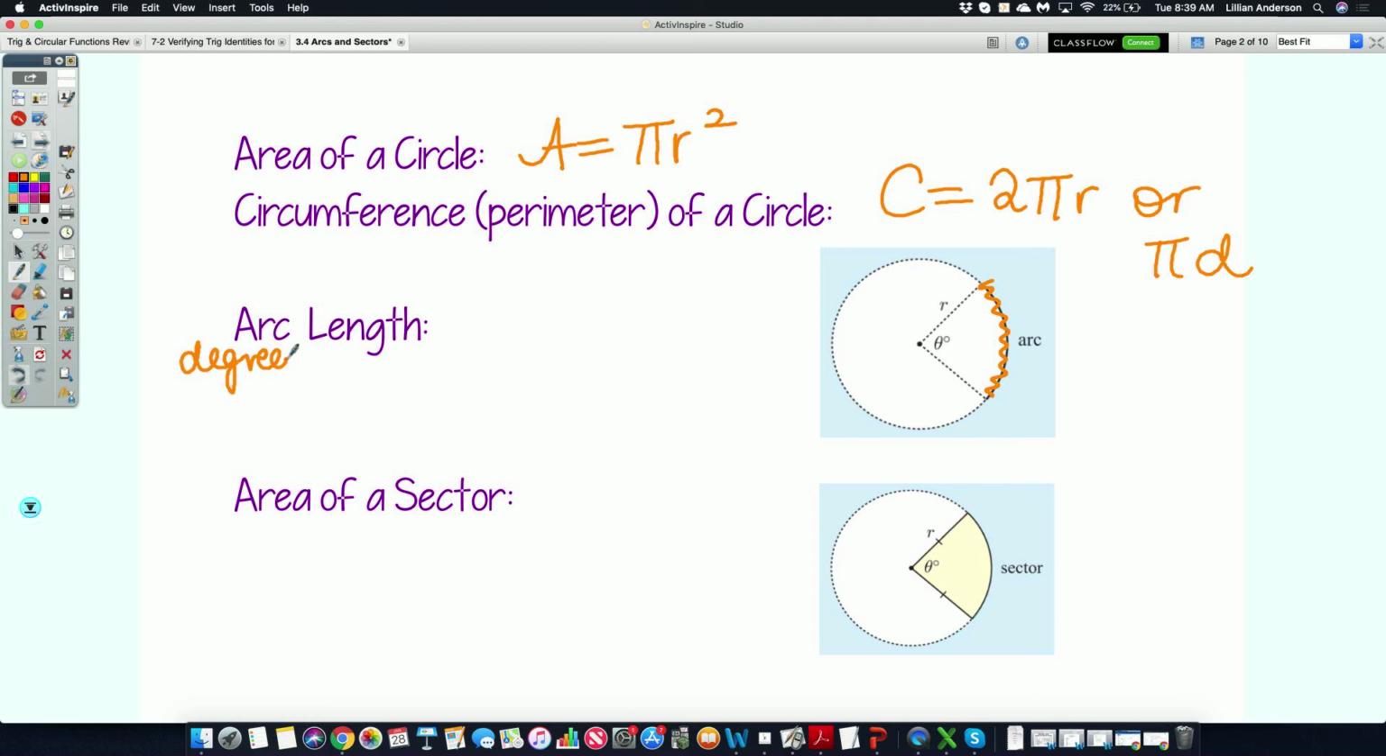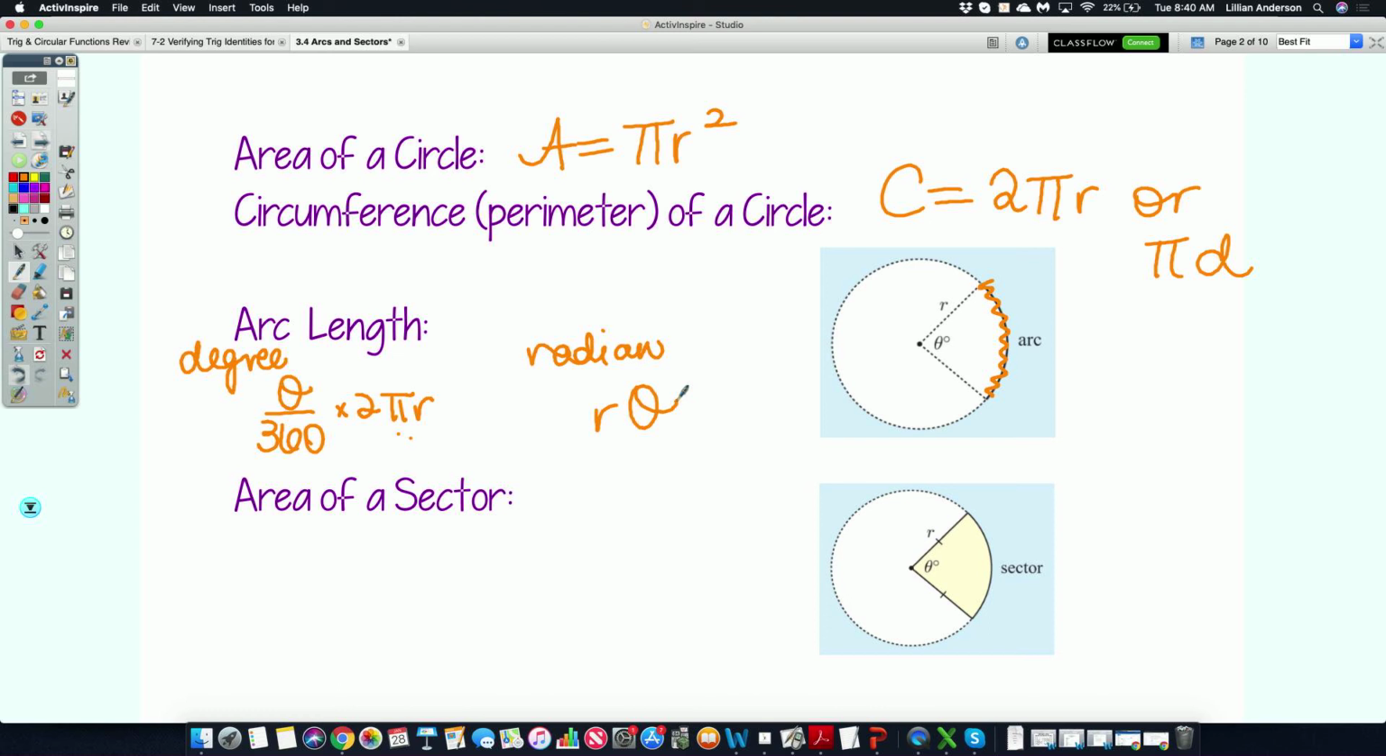all right, then your formula is theta over 360 times 2 pi r, where theta is your angle in degrees. You divide that by 360, and then you multiply it by basically the circumference. It's basically you're trying to figure out what fraction of the circumference it is. However, if your angle is given to you as a radian, then your formula is very simple. It's nothing but r times theta. Okay, your radius times your angle, of course your angle being in radian.